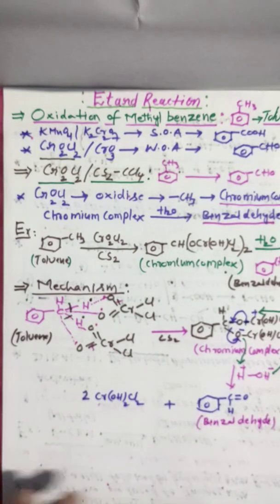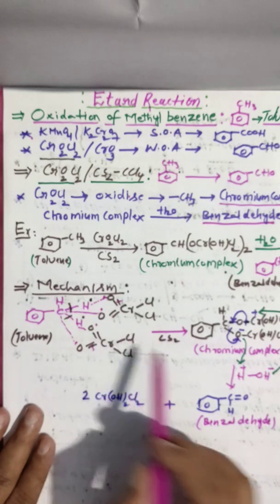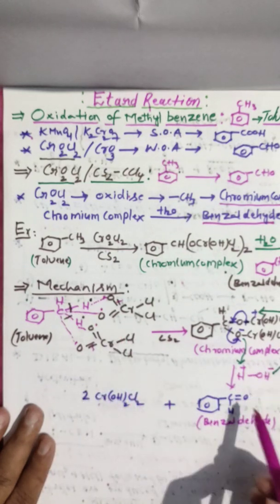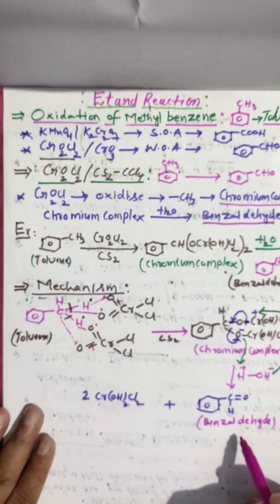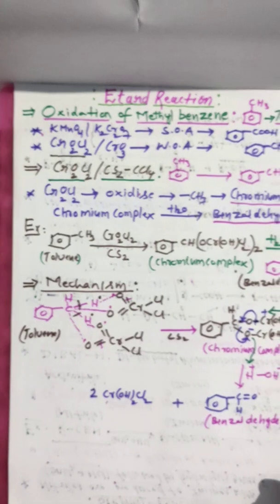So toluene in the presence of chromyl chloride gives the chromium complex. Subjected to hydrolysis, you get benzaldehyde. This is how the mechanism takes place.